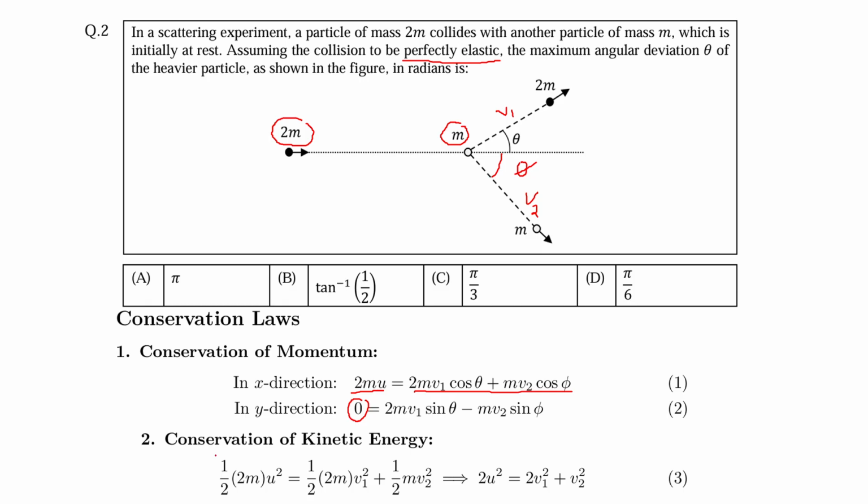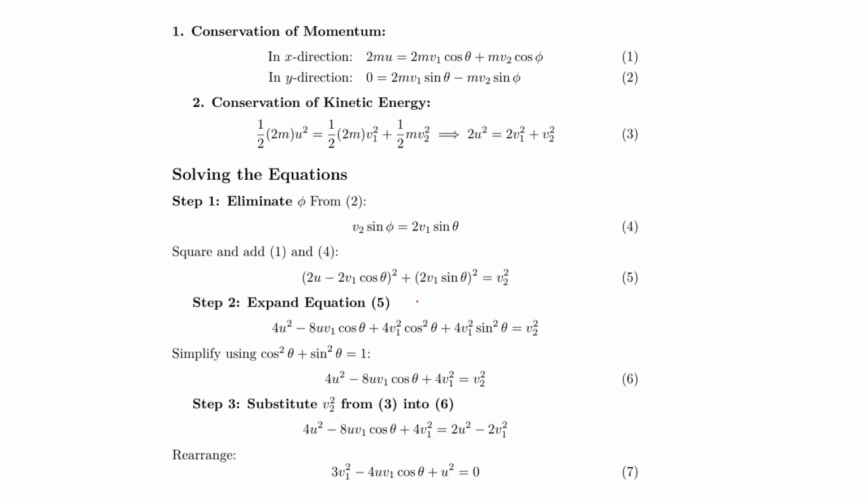Now when we apply conservation of kinetic energy, initial kinetic energy is half 2m into u square, and final kinetic energy is half 2m into v1 square plus half m into v2 square. So after simplification we get 2u square equals 2v1 square plus v2 square. Now continuing with the same, this is our conservation of linear momentum which I have explained just now, and this is from conservation of kinetic energy.